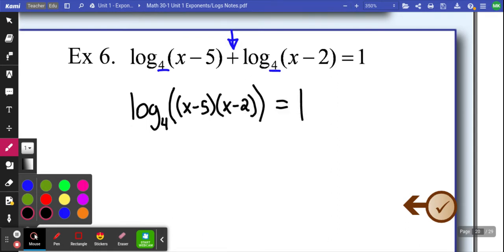And you have that, right? Multiply the arguments. Notice that I left the arguments in brackets because both arguments were binomials. So I have x minus 5 times x minus 2.